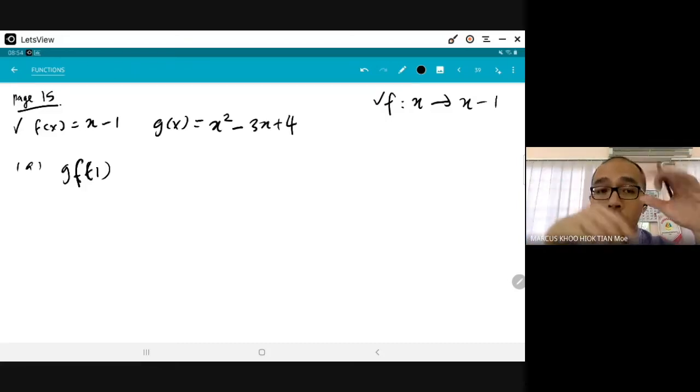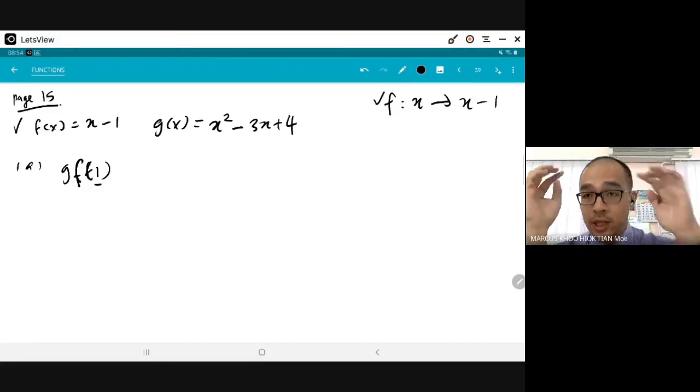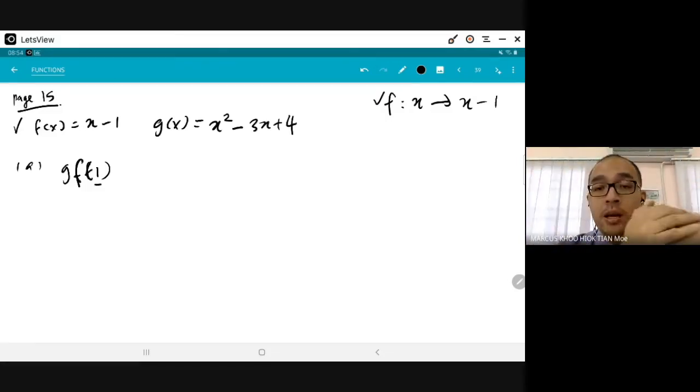Now, before you do anything with the number, okay, this is a very important rule. Before you put the number in, find the composite function first. Cari dulu fungsi gubahannya. Okay, don't immediately jump the one in there. It's not a good idea to do that. So, sebelum kamu cari gf(1), kamu cari dulu gf(x). Cari dulu ini.